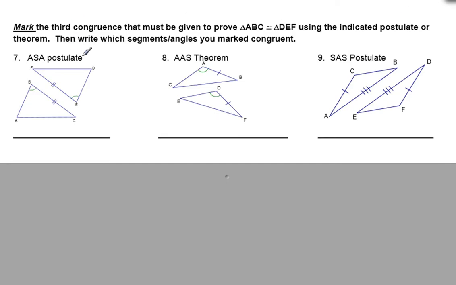Okay, for 7 through 9, we're going to mark the third congruence that must be given to prove that triangle ABC is congruent to DEF by the indicated postulate or theorem. And then we're going to write which segments or angles we mark congruent.